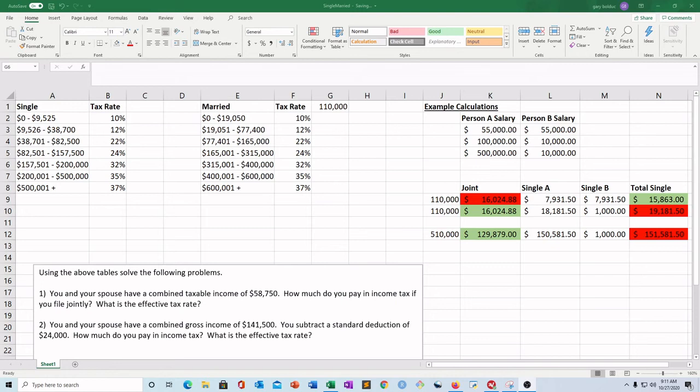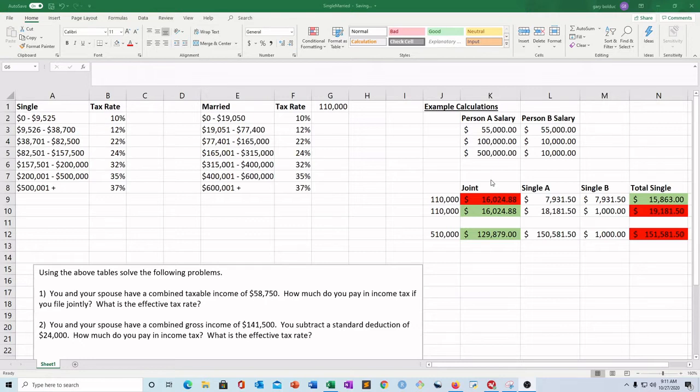Hi everyone, in this video we're going to be going over the single married Excel file. We're going to go over an example that I have here to the right, where I've done out some calculations for you just so you can see how to put them in Excel, and then we'll talk about them. Then we're going to answer some of the questions here at the bottom, and we can reference our table to try to remember what steps we need to take.